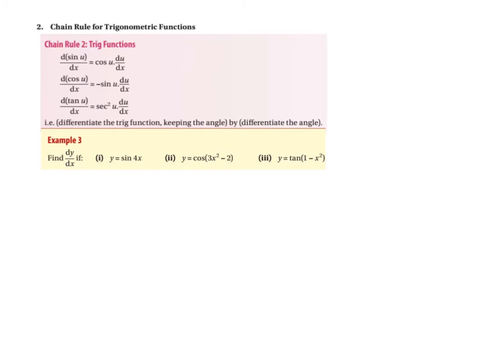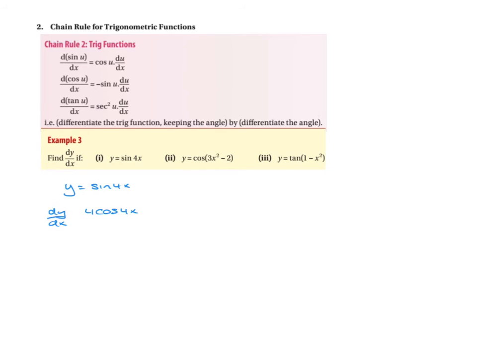So the first one here, y is equal to sine 4x. We know that sine x goes to cos x. That's just one of the differential rules. So we've got to keep the angle. So sine 4x will go to cos 4x. Okay, so cos 4x. Then what we do is we look at the angle, which is 4x. We differentiate the angle. The differential of 4x is 4, and we multiply that there. And that gives us dy dx.